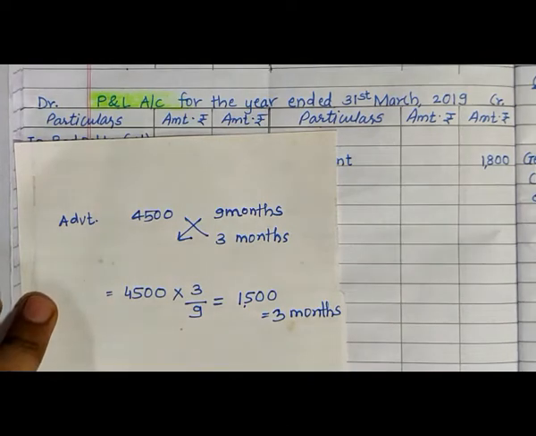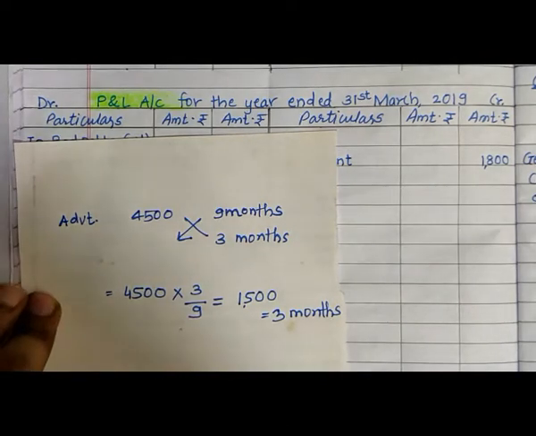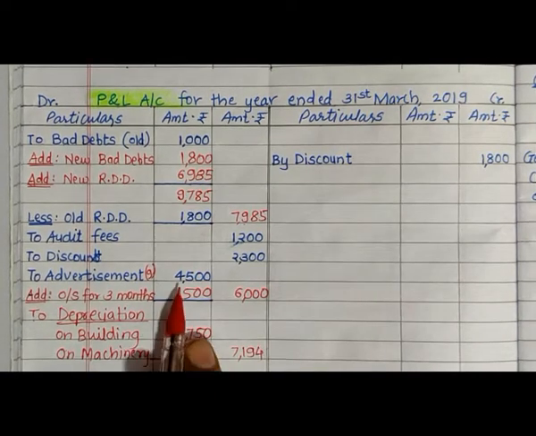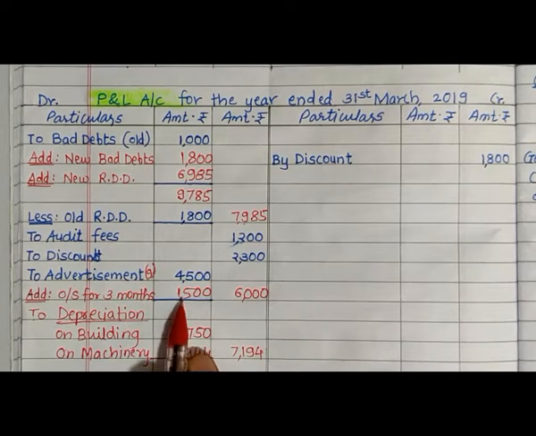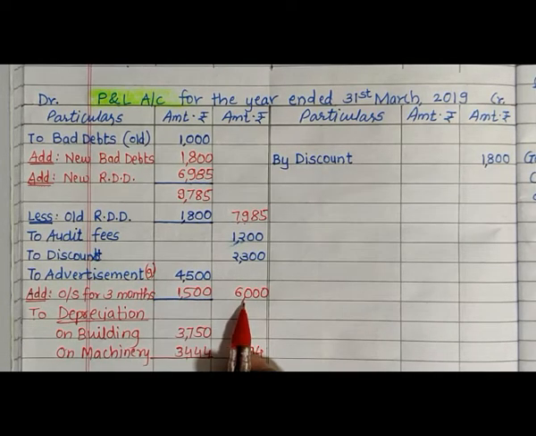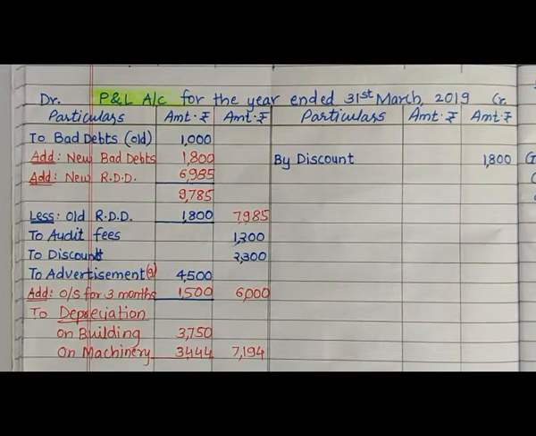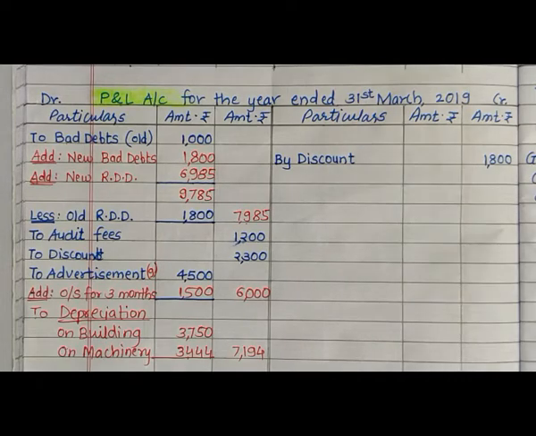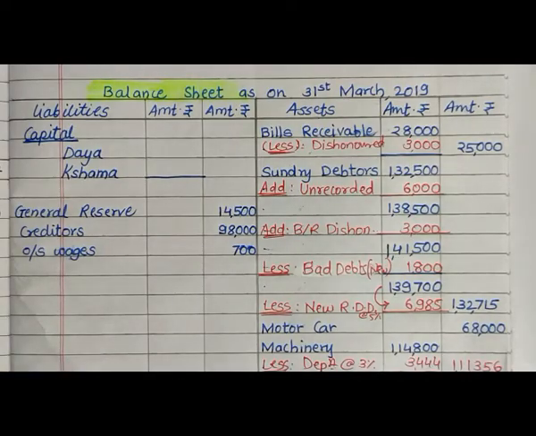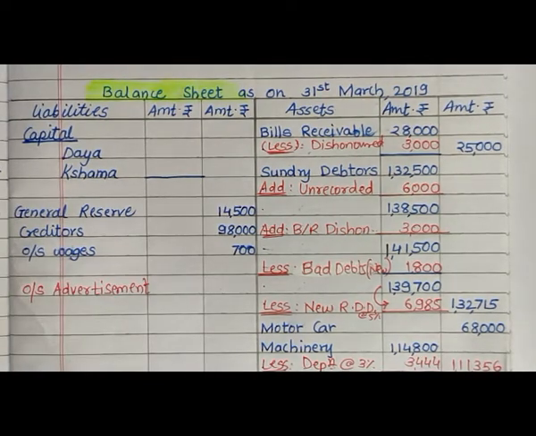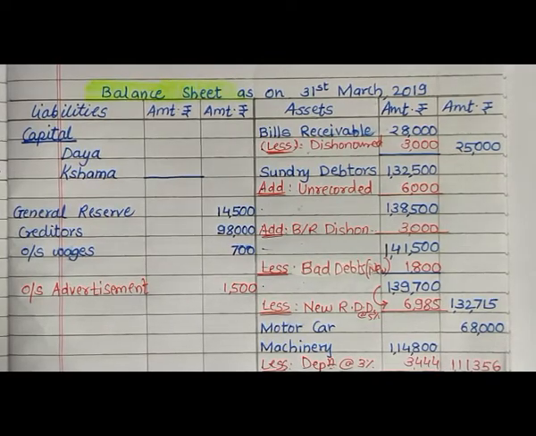We will add this to the existing advertisement expenditure. Add outstanding for 3 months 1,500 and the total amount for the year is 6,000. As it is the amount outstanding, it is considered to be the liability and we have to record it to balance sheet liability side as outstanding advertisement, rupees 1,500.